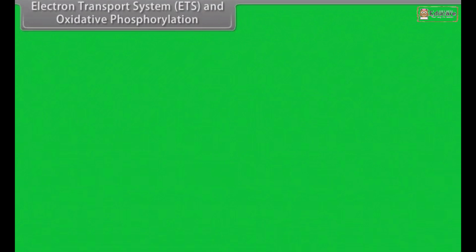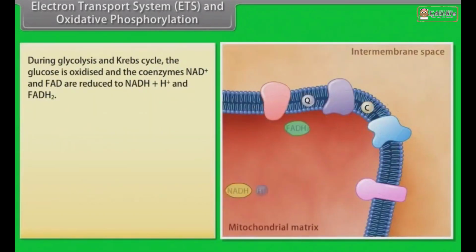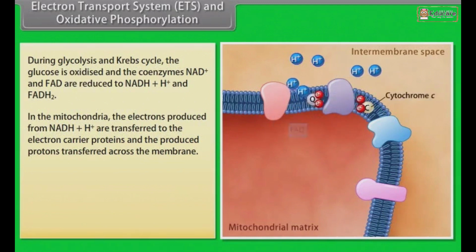Electron transport system (ETS) and oxidative phosphorylation. During glycolysis and the Krebs cycle, the glucose is oxidized and the coenzymes NAD+ and FAD are reduced to NADH plus H+ and FADH2. In the mitochondria, the electrons produced from NADH plus H+ are transferred to the electron carrier proteins and the produced protons are transferred across the membrane.